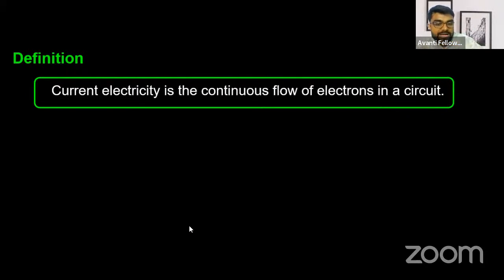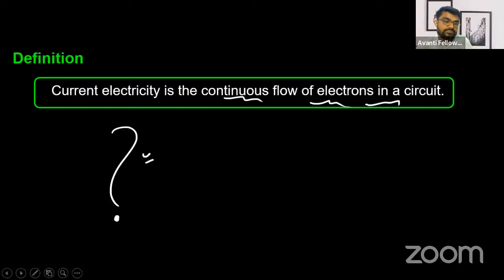So my question is this: what happens when there is a continuous flow of electrons in a circuit? Answer me. I want all the answers. Then I will proceed. What happens when there is a continuous flow of electrons? Anybody answer? Okay, charges will flow.